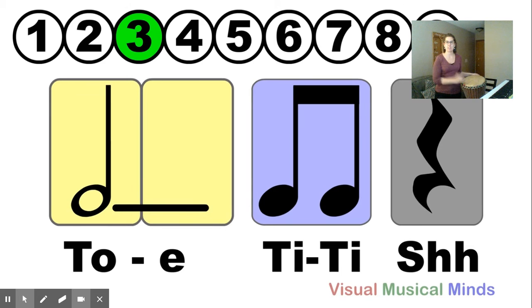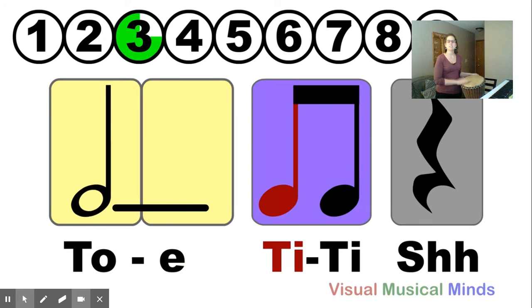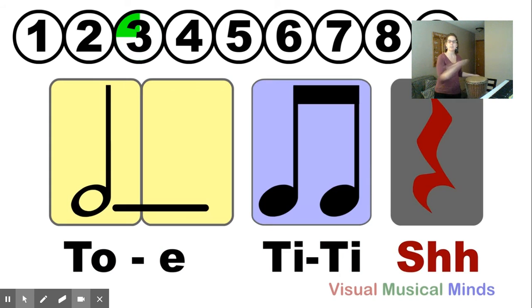Let's do one more together. We've got a toe-wee. Toe-wee, tee-tee, sh. Toe-wee, tee-tee. Toe-wee, tee-tee. Toe-wee, tee-tee.